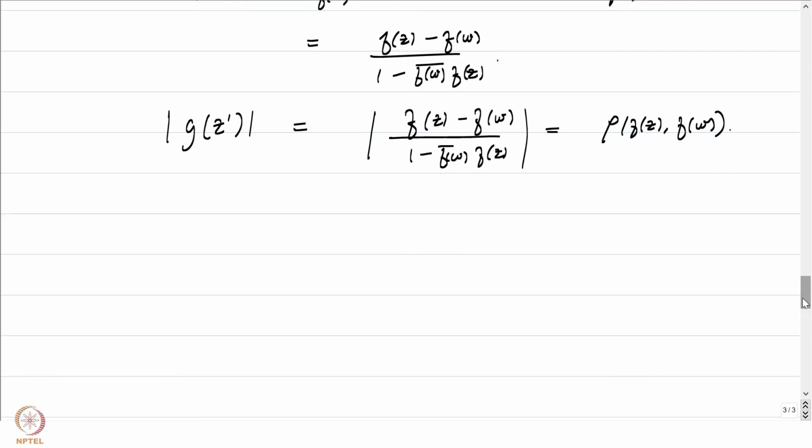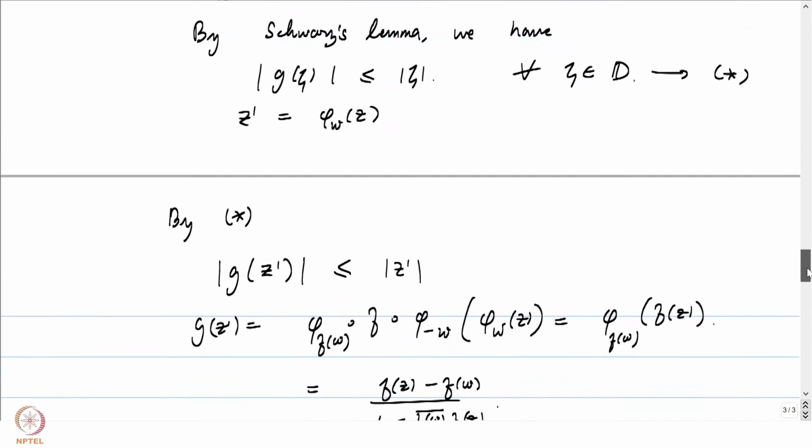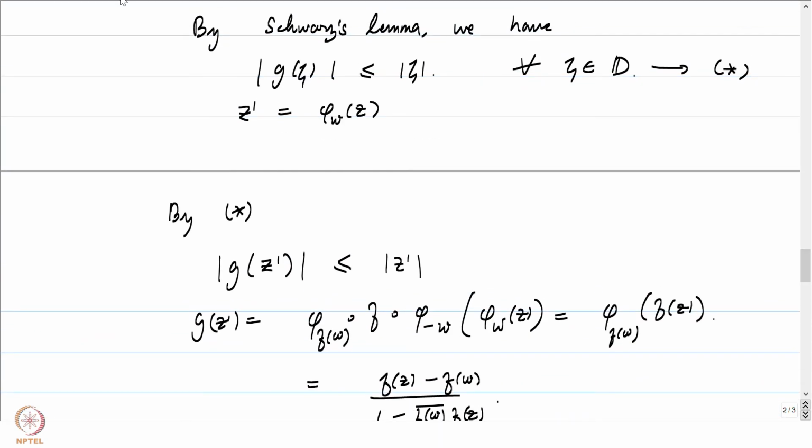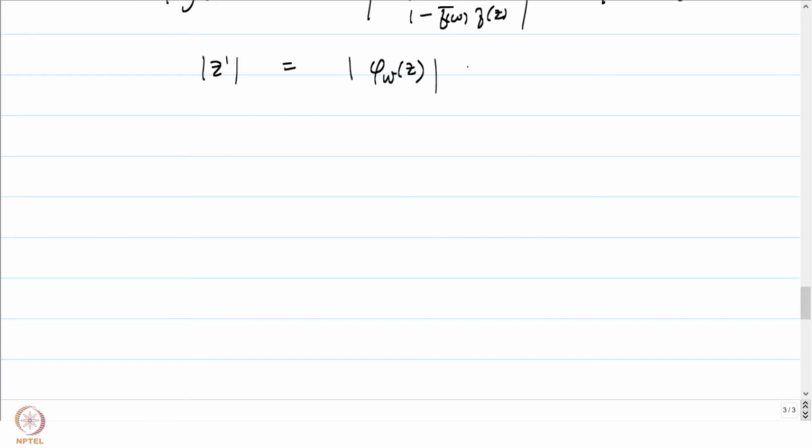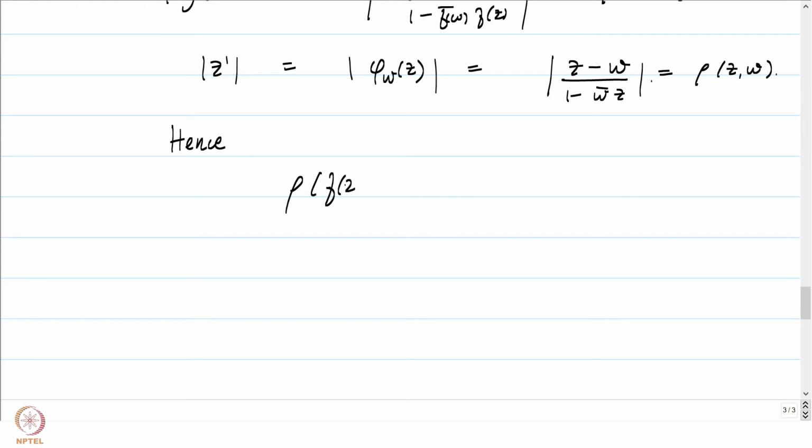And what is the absolute value of Z prime? The absolute value of Z prime is just the absolute value of phi W of Z. That's precisely how our Z prime is being defined. The manipulations were perfect in the sense that the right hand side ends up with the absolute value of Z minus W by 1 minus W bar times Z, and that's precisely equal to rho of Z comma W. So what we have is the inequality rho of f of Z, f of W is less than or equal to rho of Z comma W.